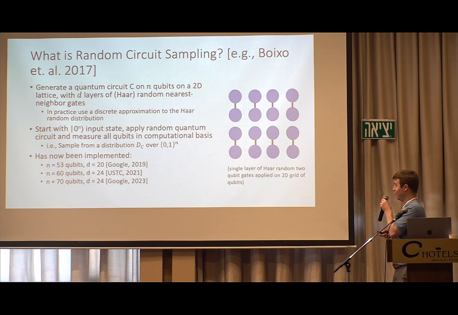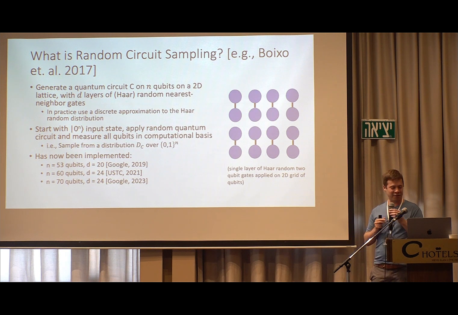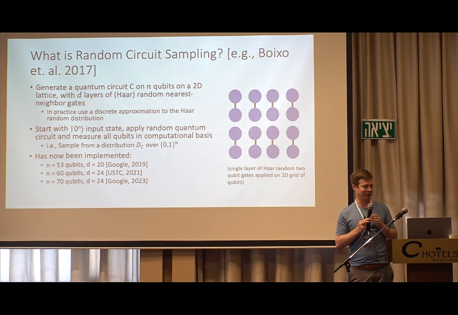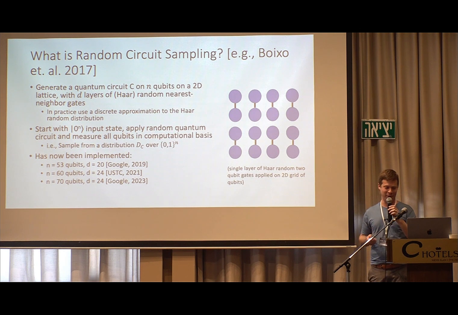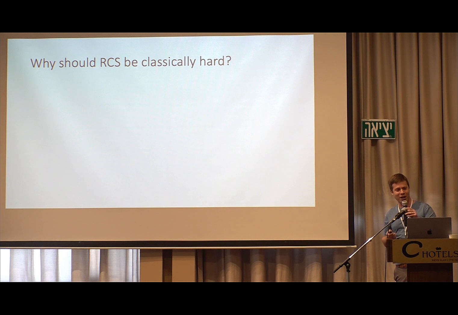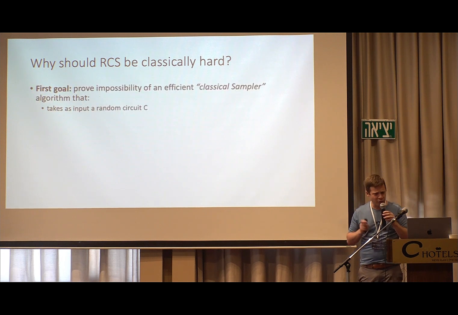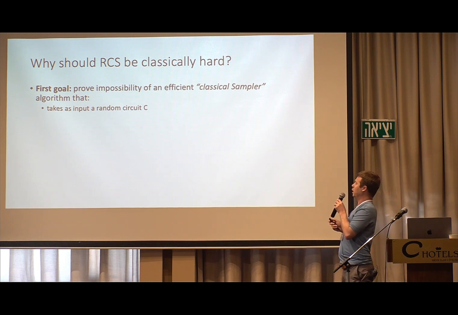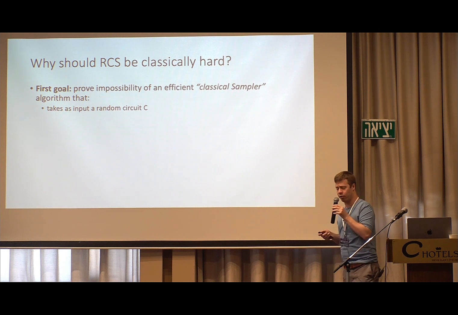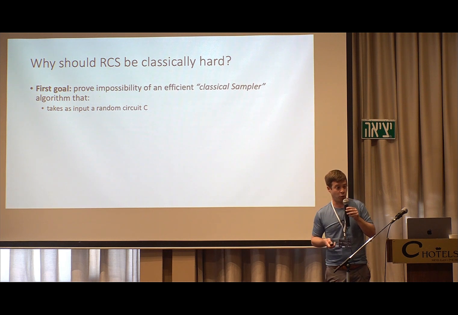Now, this has been implemented a number of times, culminating in an experiment that was, I think, published on the arXiv maybe within the last month, something like that. That's an n equals 70, D equals 24 Google experiment. But our question is, why should RCS be classically hard? The first goal here that we're going to work on for a little while is to prove the impossibility of an efficient classical sampler algorithm that essentially simulates an idealized, meaning noiseless, version of the quantum experiment.